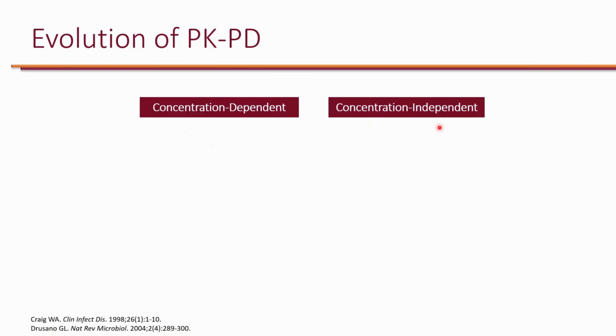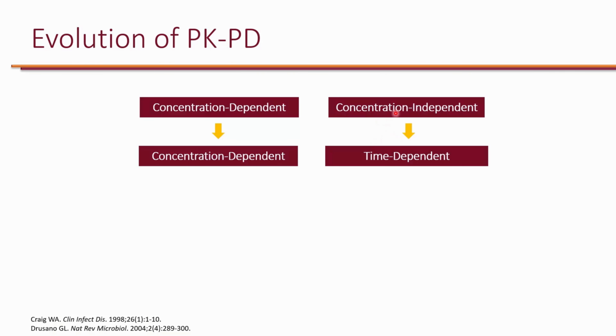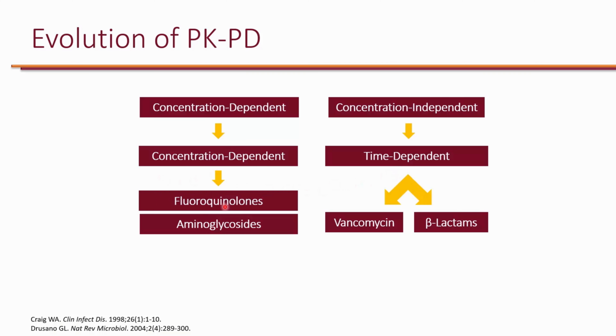Now we're looking at the evolution of PK/PD. As time went on, clinicians started to refer to concentration independent as time dependent. So we had concentration dependent and then we had time dependent. As I showed you with the examples of fluoroquinolones and aminoglycosides, those are concentration dependent. The time dependent ones would be the beta-lactams as well as vancomycin. And the PK/PD parameter for time dependent, specifically for beta-lactams, is the time above MIC. So it's not necessarily the concentration of beta-lactams, it's more how long the concentration is above the MIC that would result in maximum killing of organisms.